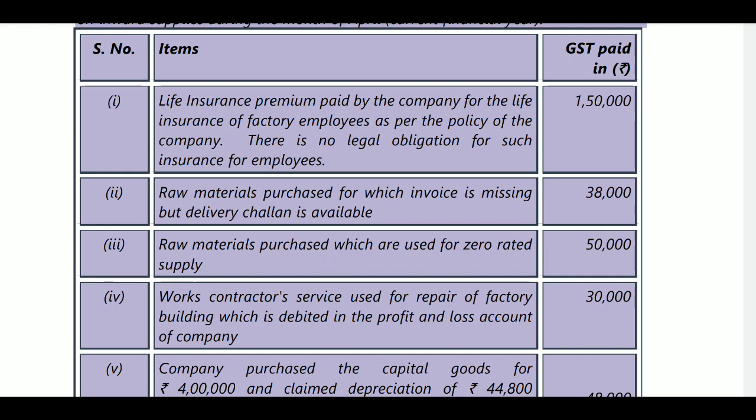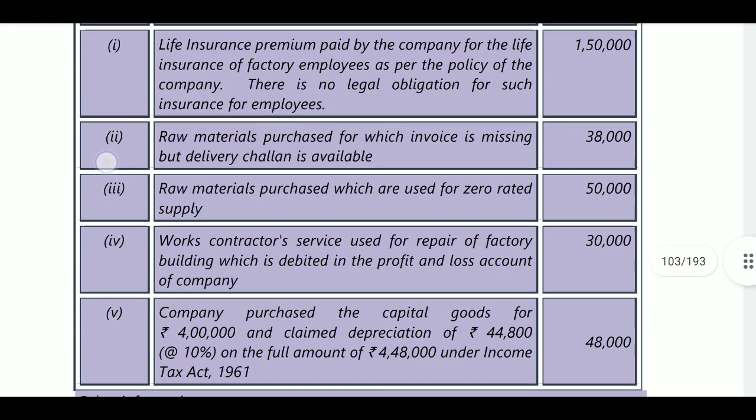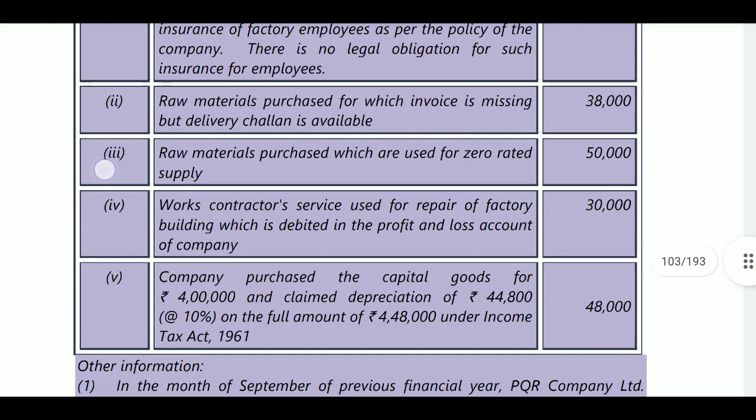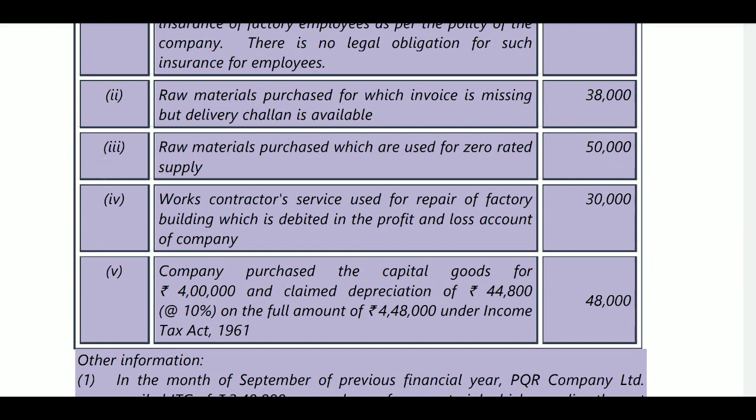Next, raw material purchased which is used for zero rated supply. In case of zero rated supplies, even though you paid the tax amount on the raw material used for zero rated supplies, you can claim that ITC. That is, 50,000 is eligible for claiming the ITC. Next, work contract services used for repair of factory building which is debited in the profit and loss account of the company. Normally, work contract services will be blocked credit if it is construction related, but it is related to repairs, that is revenue expenditure, so it will be allowable.